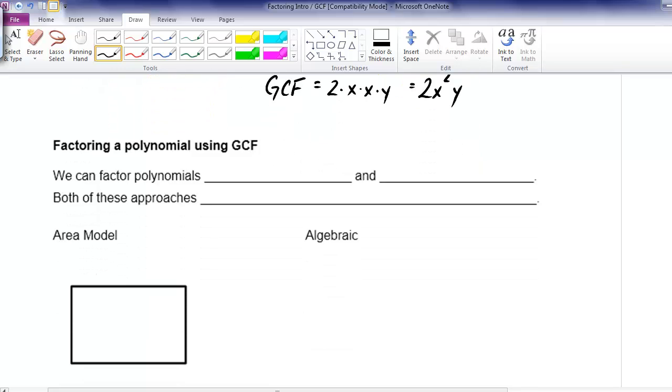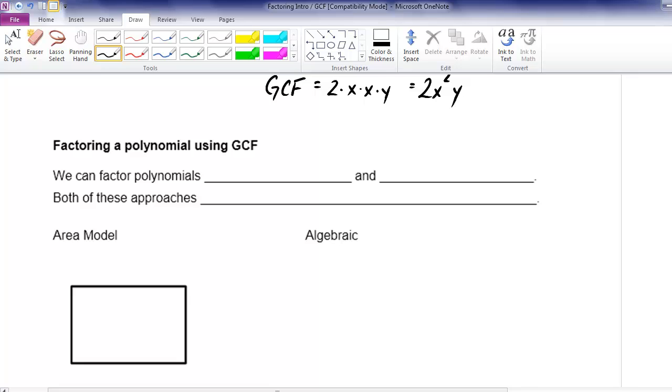Okay. This is what we really want to do though. We don't want to just deal with monomials, we're dealing with polynomials. So our first factoring technique that we're going to use for polynomials, remember a polynomial is an expression that has one or more terms, and we're interested in more.